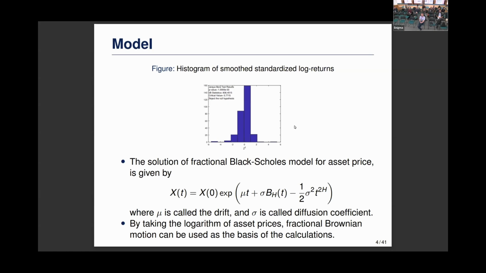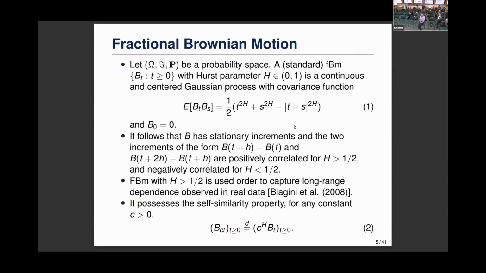And by taking the logarithm of the stock prices, actually, we have the fractional Brownian motion itself. So what is the fractional Brownian motion? A standard fractional Brownian motion has a Hurst parameter, which explains the dependence between the increments in the process. It's a continuous centered Gaussian process, and through the dependence between the increments, we have this covariance function on the values of the fractional Brownian motion. And it has stationary increments: whenever you have the same time difference for the increments, you have the same law, and it is positively correlated for Hurst parameter greater than 1/2.